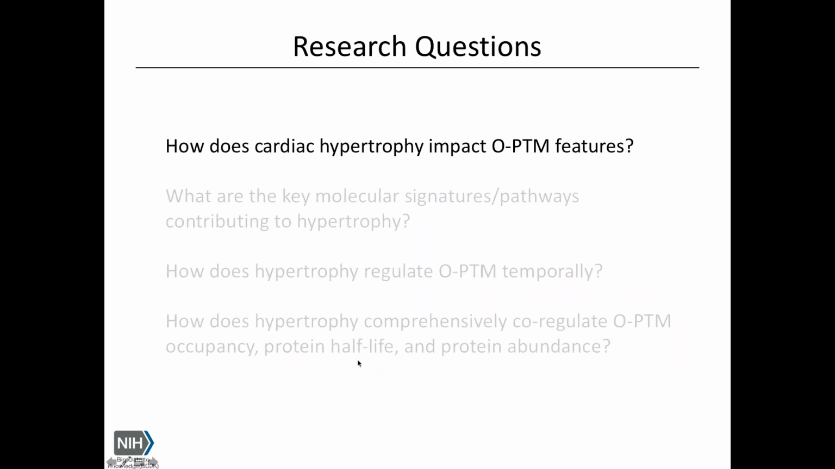So looking at this data, this leads us to our first research question, which is how does cardiac hypertrophy impact O-PTM features?